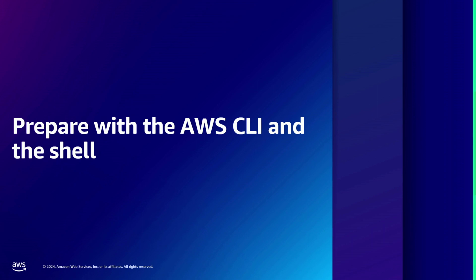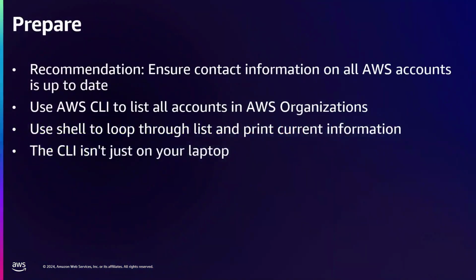So let's look at using the AWS CLI and your shell as an example for preparing for an incident. One of our recommendations for preparing is that you make sure the contact information on your AWS accounts is all up to date. This is important in case we need to reach out to you with some security notification or possibly something to do with operations or billing.